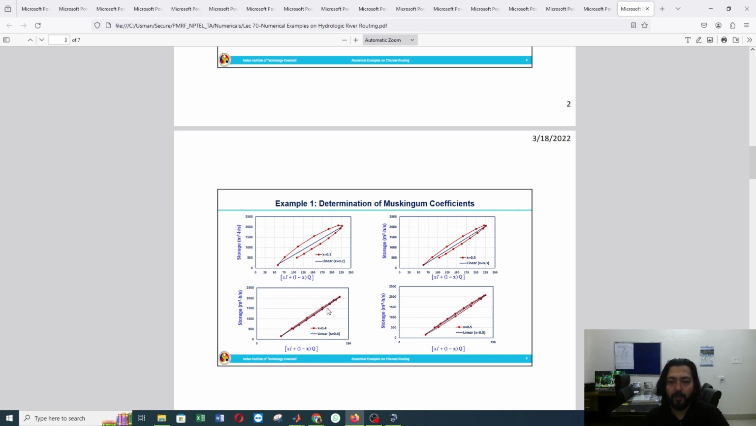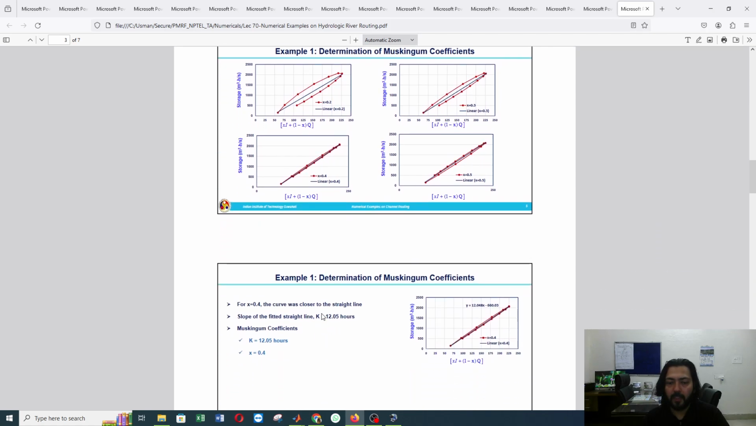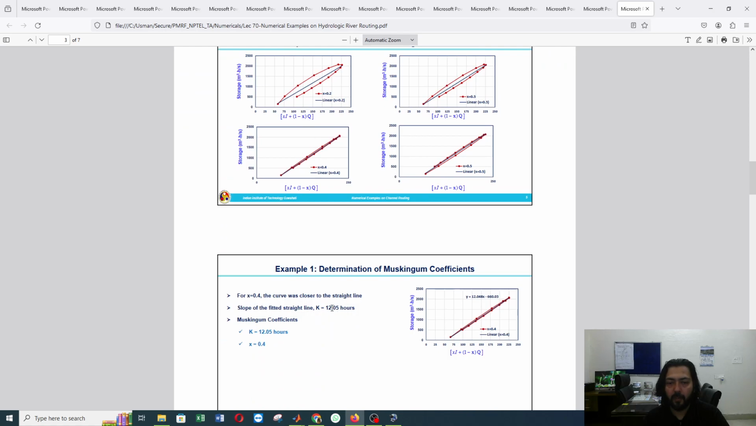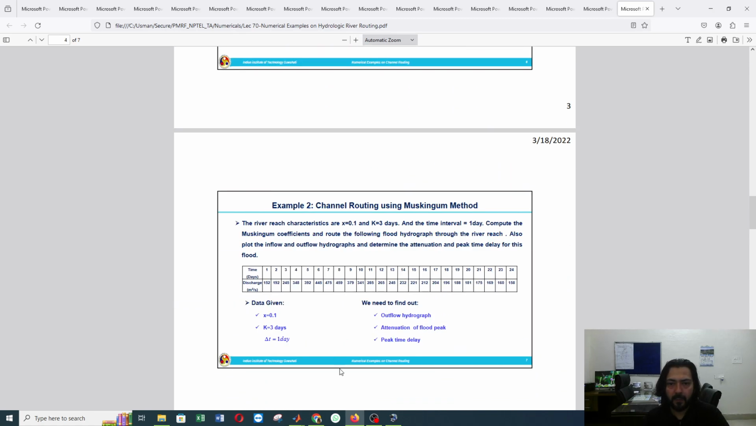So we take the slope of this, and that slope value would be nothing but K. The slope value is coming to be 12.05 hours. So here we can conclude that for this particular data set, the value of X is 0.4 and the storage constant value is 12.05.